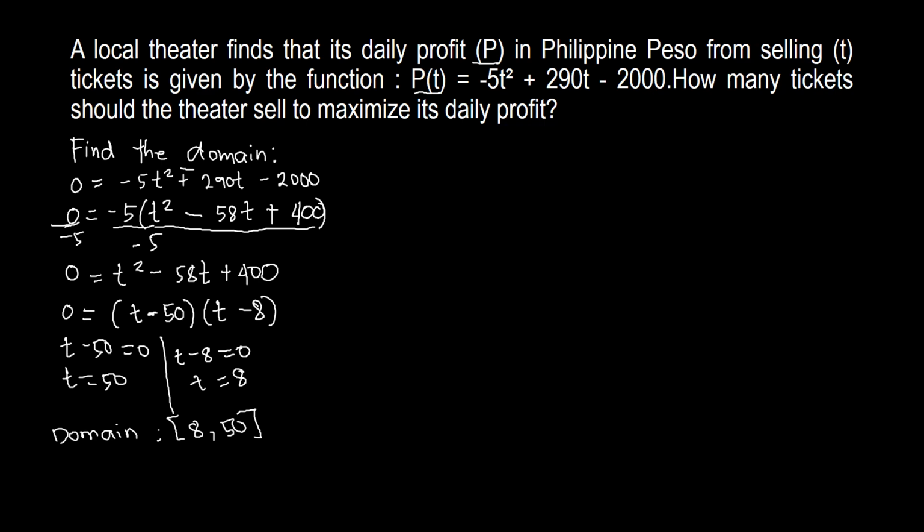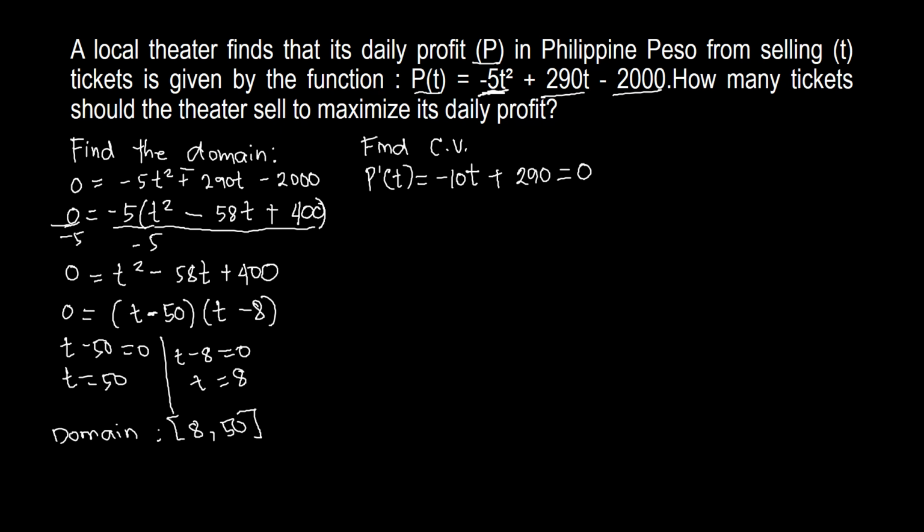Next, we are going to find the critical value. Finding the critical value here, we'll start off with identifying our derivative. So p prime of t will be equal to the derivative of this first term: negative 5 times 2, that's negative 10, and then we have t, plus the derivative of this is 290. The derivative of this is 0. So we have that as our derivative. Once we're done with the derivative, we equate that to 0, and then we solve for t.